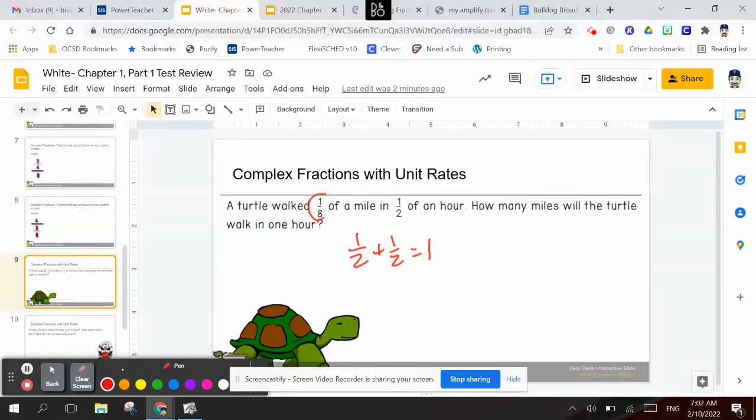So that means I'm going to take 1/8 and add that to 1/8, because this is going to tell me how many miles I am at, which would be 2/8. But if I put that in the simplest form by dividing each by 2, which is the greatest common factor, I get 1/4 of a mile.